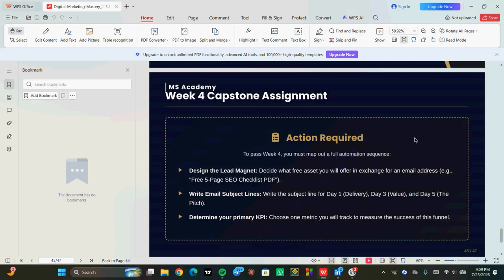So I'll read that again. In order to pass week 4, you must map out a full automation sequence. Design the lead magnet, and this is to decide what free assets you will offer in exchange for an email address. Write subject email lines. Write the subject line for day 1, that's the delivery; day 3, the value; and day 5, the pitch. Determine your primary key performance indicator, that's your KPI, and choose one metric you will track to measure the success of this funnel. So that is your capstone project.